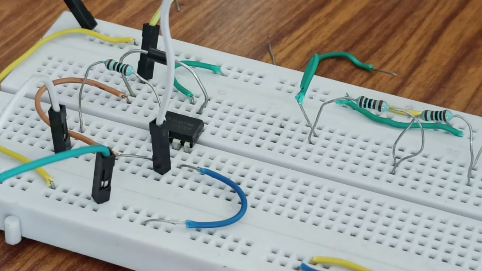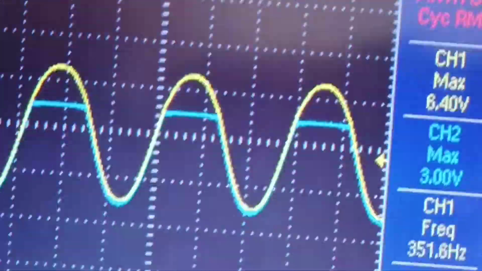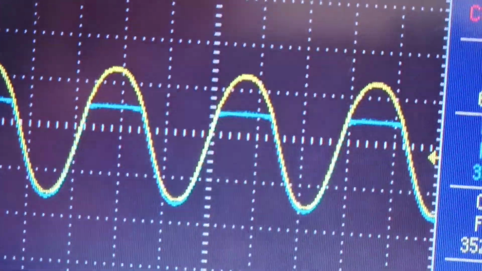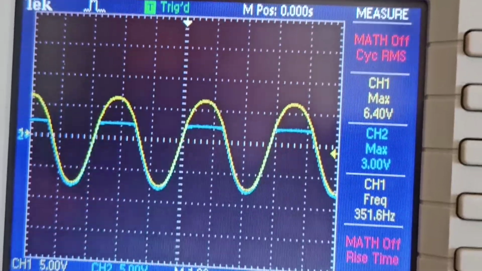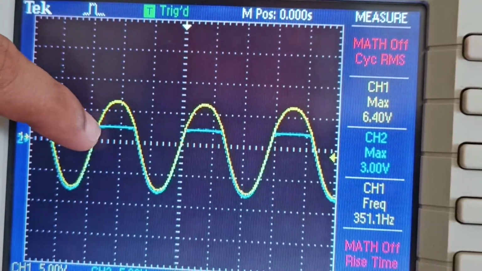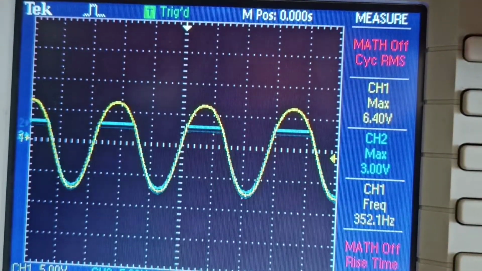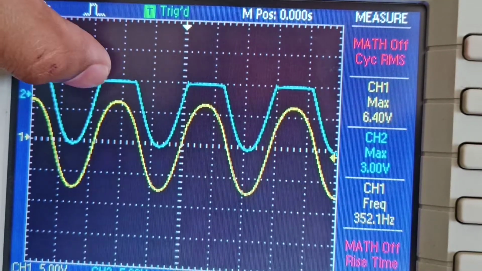If you check at the output, suppose, then you will see the circuit. This is your circuit. The output has been tapped from up. If you see this curve, this is where the portion has been clipped.